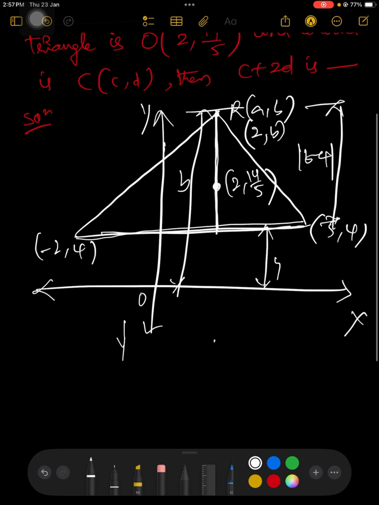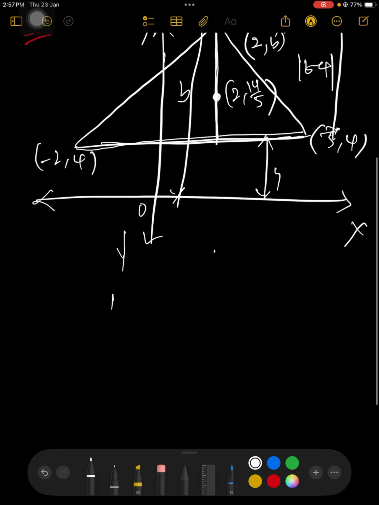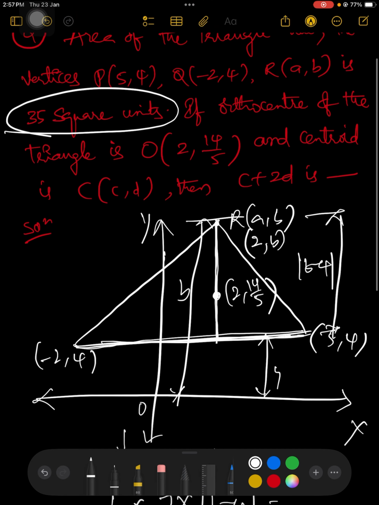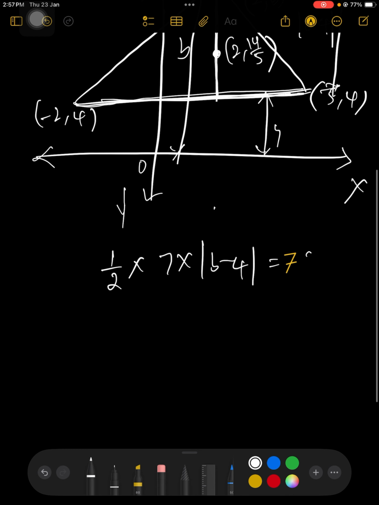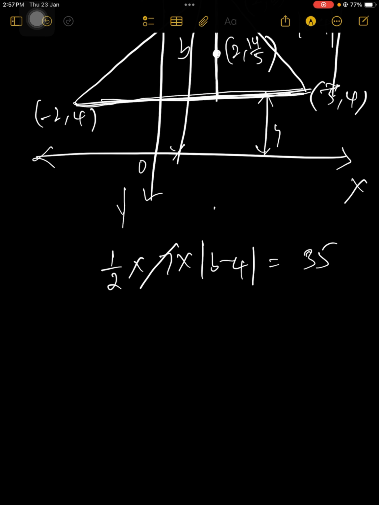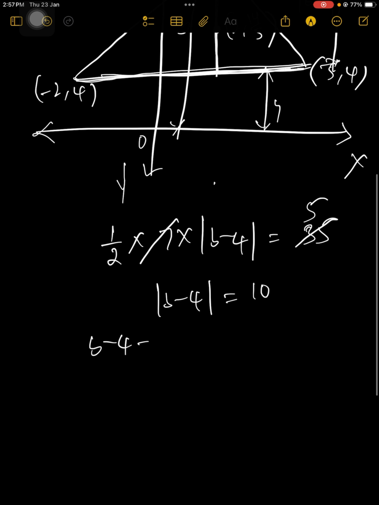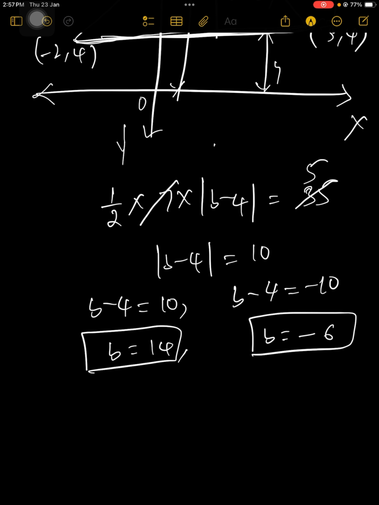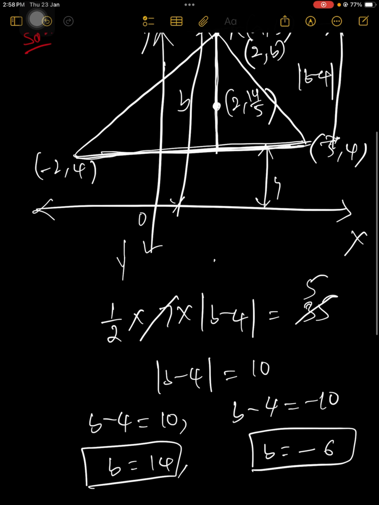Now coming to the area of the triangle: half into base, the distance between (−2, 4) and (5, 4), that is 7, times modulus of b minus 4, equal to what they gave, 35. 7 times 5 is 35, so modulus of b minus 4 equals 10. b minus 4 equals plus 10 or b minus 4 equals minus 10, then b equals 14 or b equals minus 6 also. Then there will be two values for b.